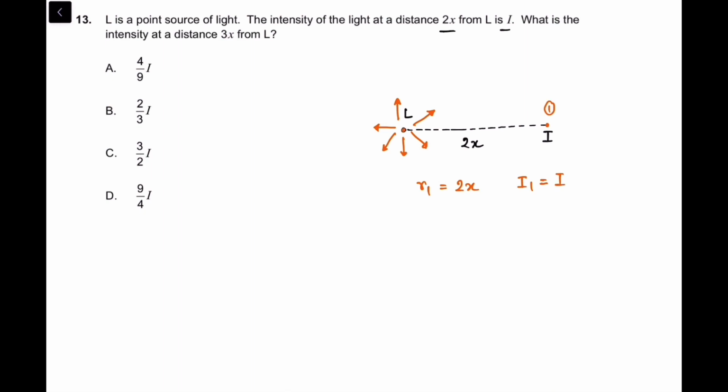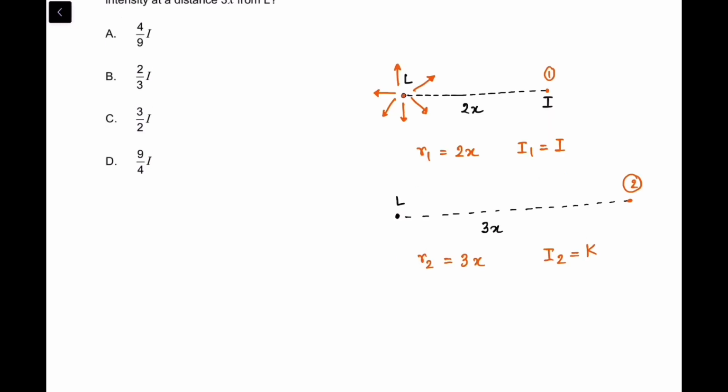Now in the question it is stated: what is the intensity at the distance 3x from L, right? So suppose this is the same light source, and we need to go a distance of 3x and find the intensity. Suppose at distance 3x we considered the point 2. So the distance of point 2 from the light source, R2, will be equal to 3x, right? And what is the intensity of the light at point 2? So we converted the question from the descriptive point of view to a pictorial form. Now from here it gets easy, okay?